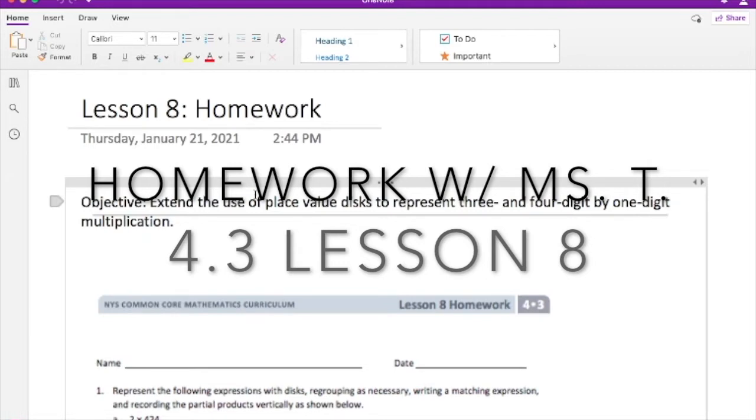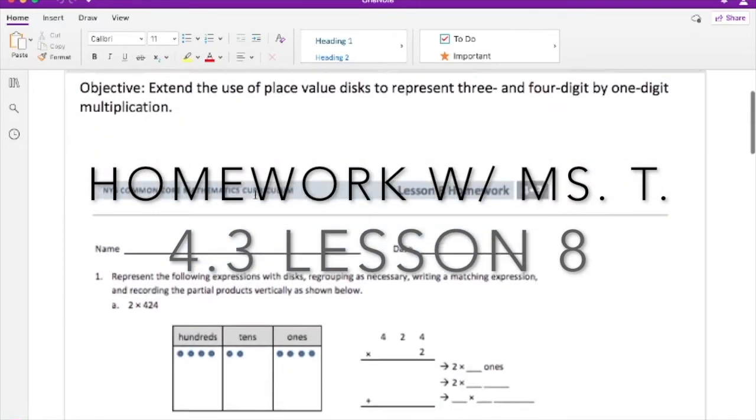Today we will be looking at Lesson 8 in Module 3. The objective is to extend the use of place value discs to represent 3 and 4 digit by 1 digit multiplication. So this is really just an extension of what we did in Lesson 7, except that we will be increasing the number of digits by 1 digit.